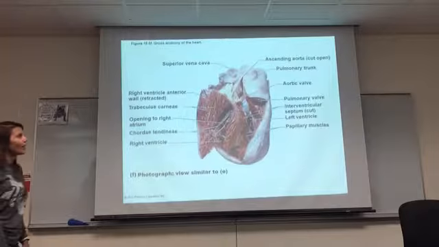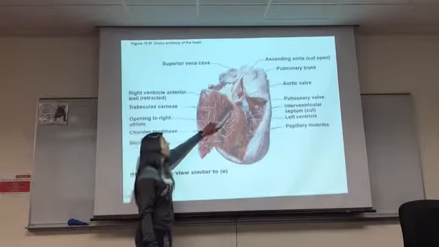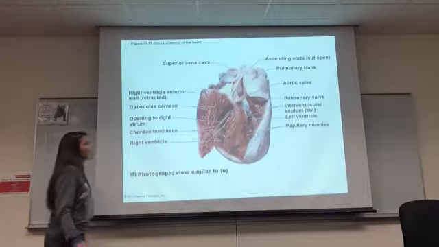Here it is cut open. You can see the trabeculae are quite apparent there. Here you also have those heartstrings, that chordae tendineae, holding onto those valves.